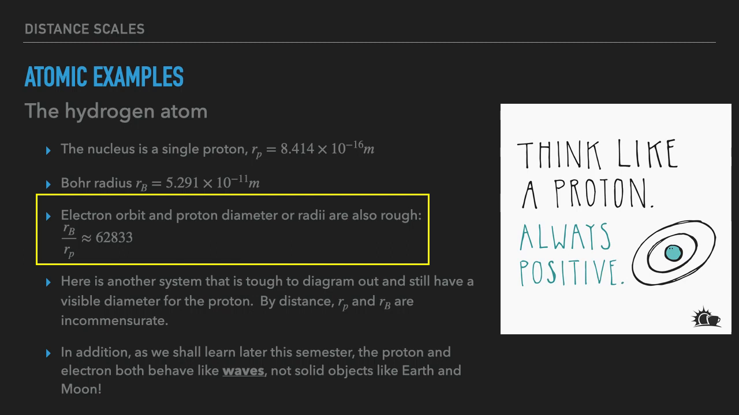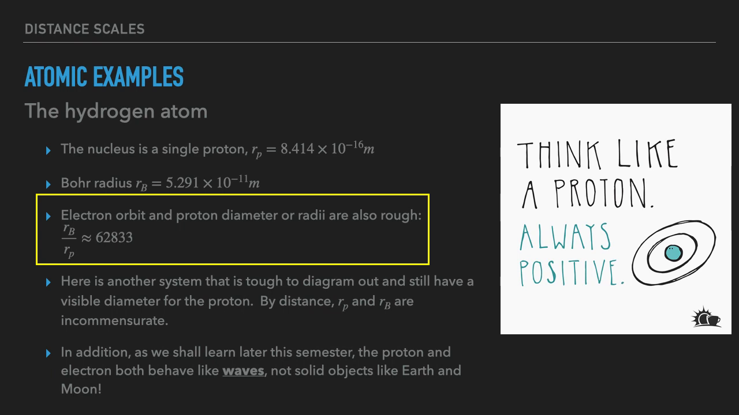These distances are so disparate that it's hard to get a handle on them in terms of the distance scales. But in addition to that, which we're going to learn about this semester, the electron and the proton both behave like waves. Their wave properties are very pronounced at that distance scale. And so they don't behave like solid objects, like the Earth and the Moon.